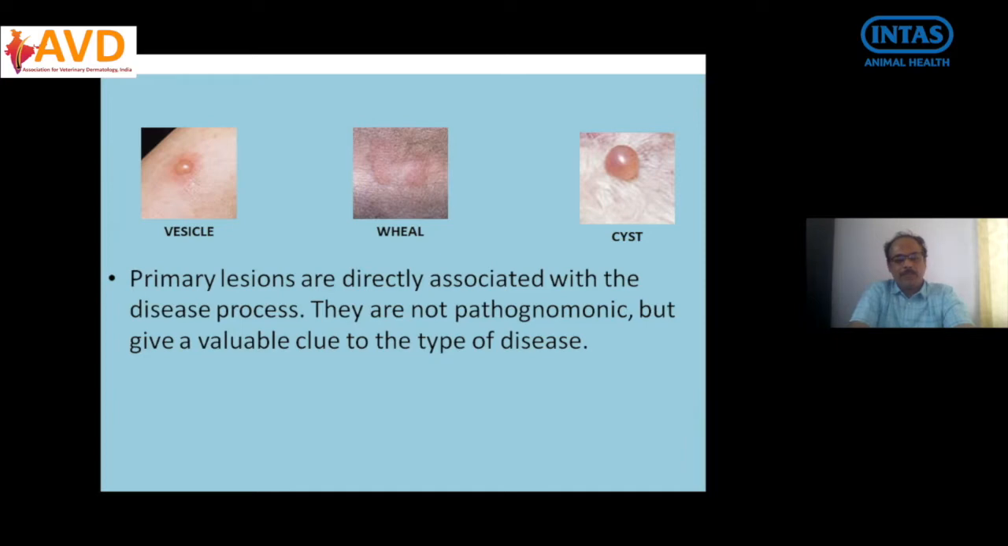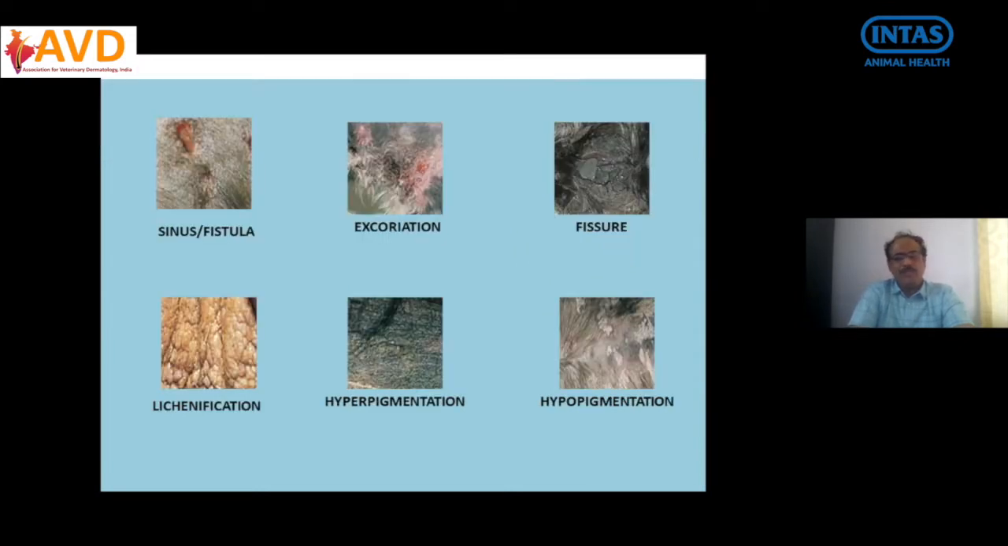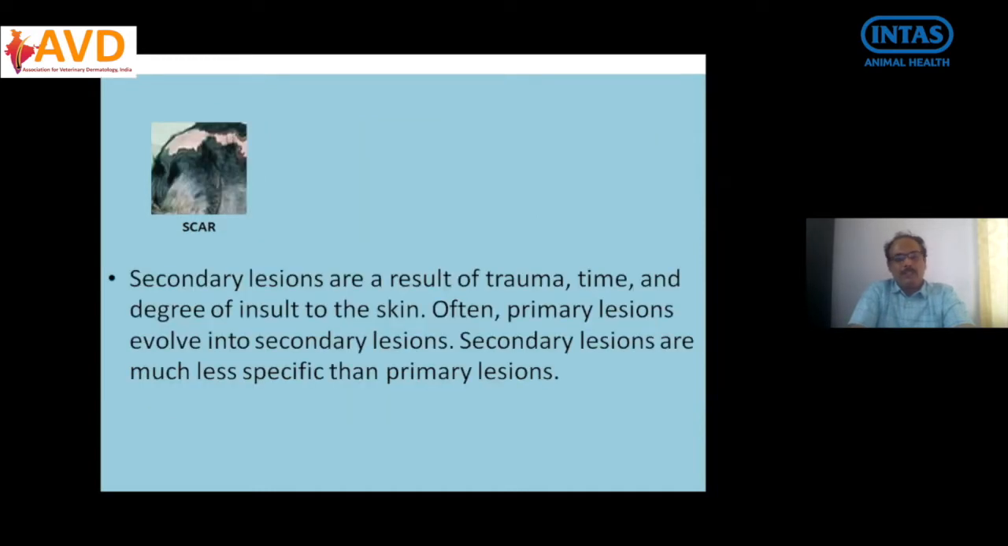So by the time the patient is brought to our clinic or hospital, the animal may be showing most of the secondary lesions of dermatology, like comedones. Comedones are nothing but blocked follicles, scales, crusts. Crusts are nothing but dried exudates, erythema, erosions, ulcers, fistulations, excoriation, fissures, lichenification means thickening of skin, and hyperpigmentation, hypopigmentation, scar, etc. So all these secondary lesions are a result of trauma, time, and degree of insult.